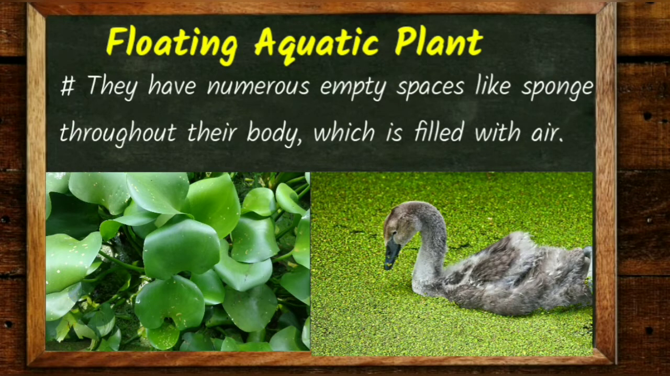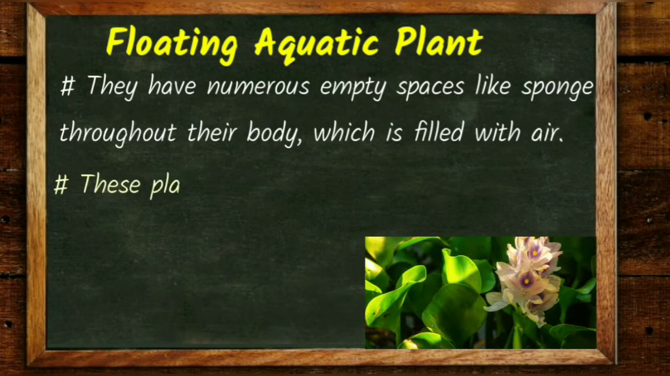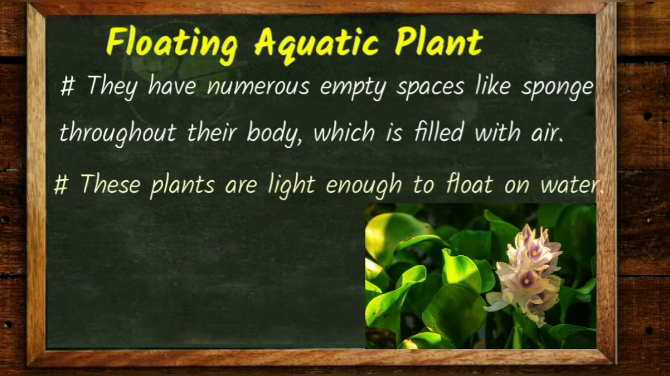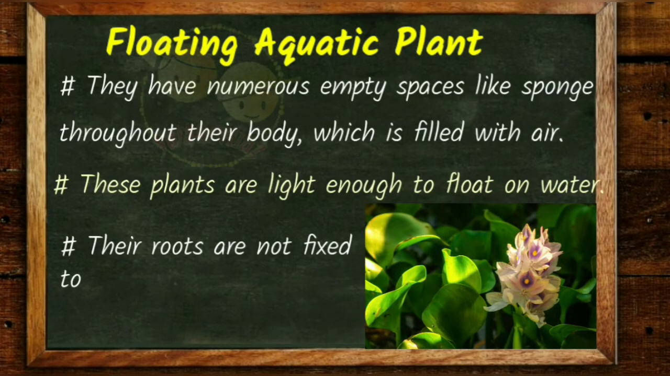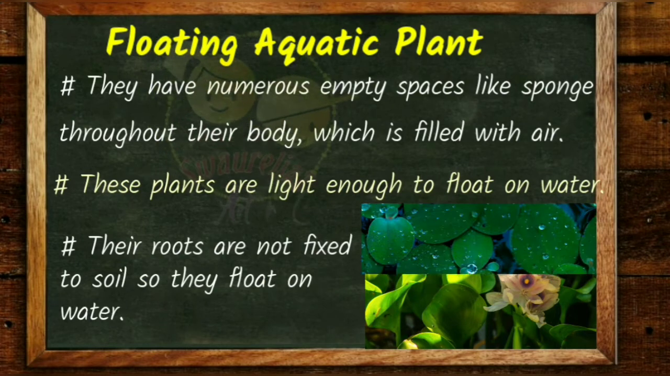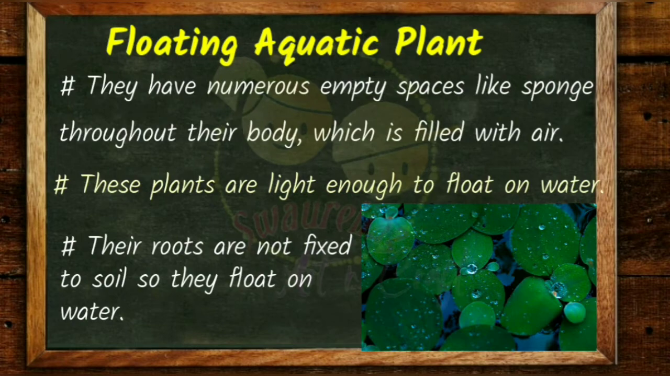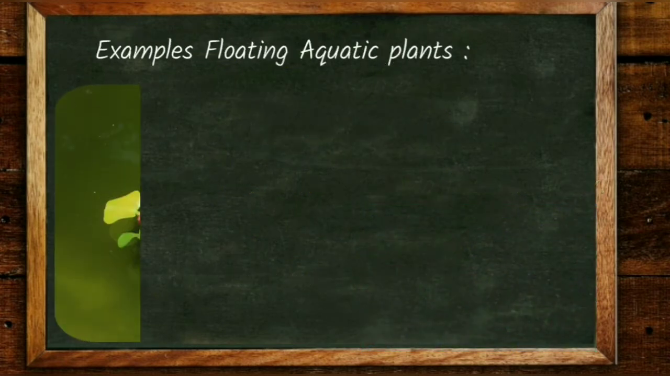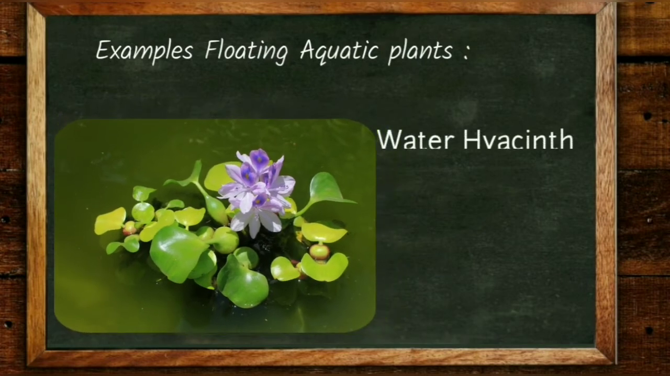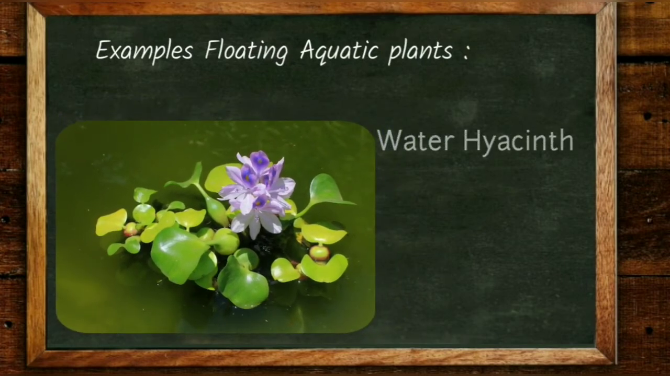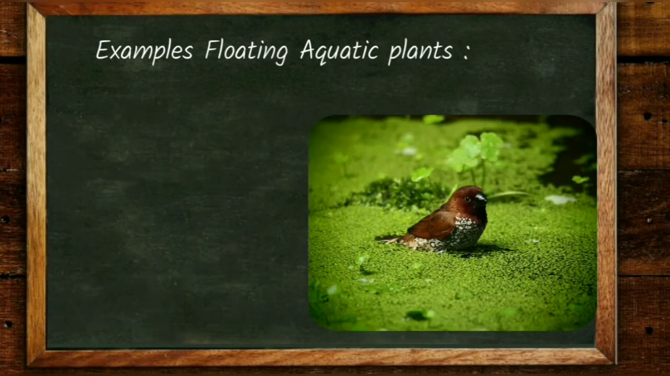Now, floating aquatic plants have numerous empty spaces like a sponge throughout the body which are filled with air. These plants are light enough to float on water. Their roots are not fixed in soil, so they float from one place to another. Examples of floating aquatic plants: water hyacinth, duckweeds.